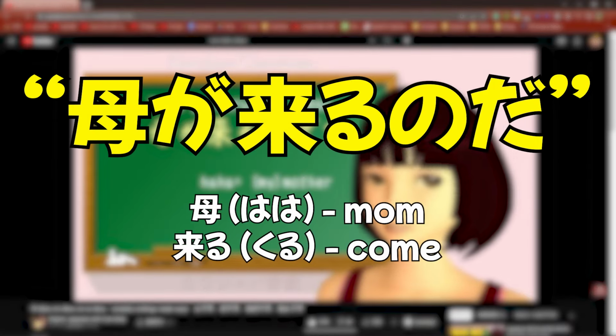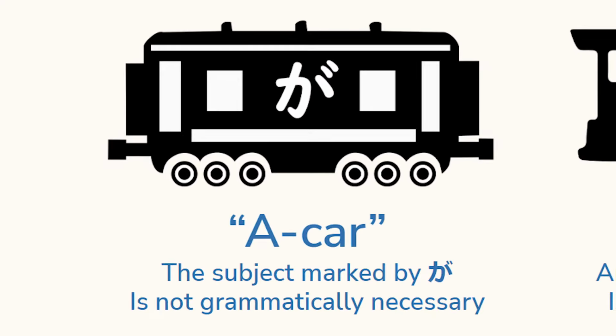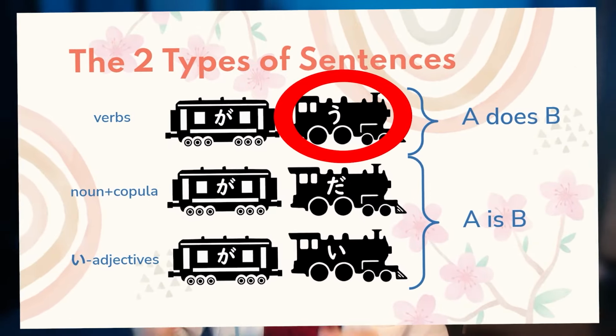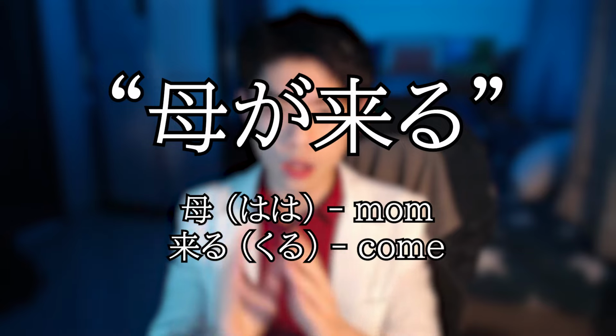Haha ga kuru no da. To break this down using Japanese structure, we must first identify the A car and the B car. If you have no idea what I'm talking about, please refer to this video up here to understand how there are only really two types of sentences in all of Japanese. First of all, let's break it down to the original sentence here. Haha ga kuru.